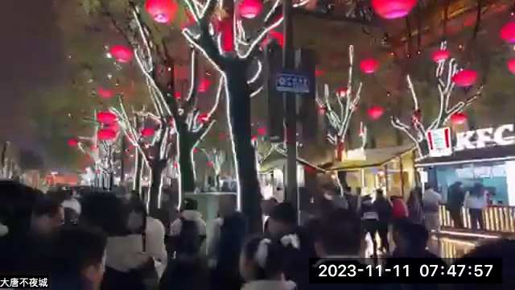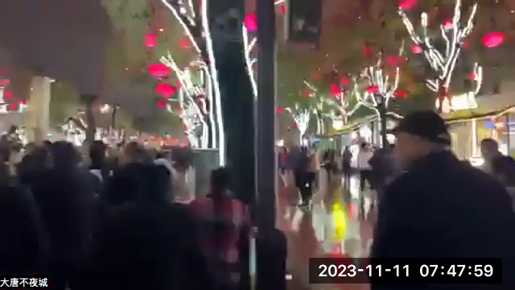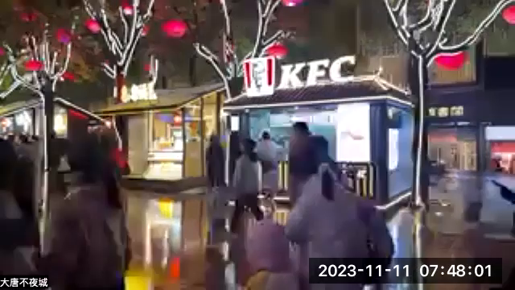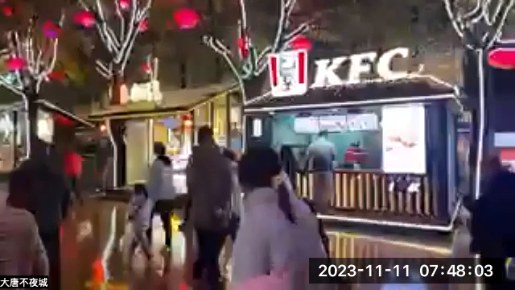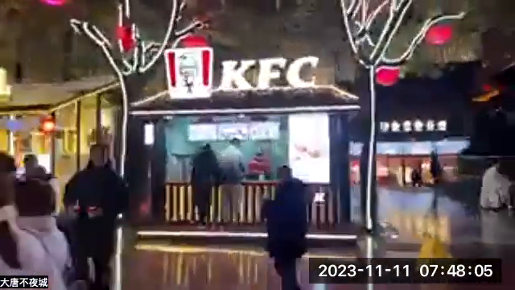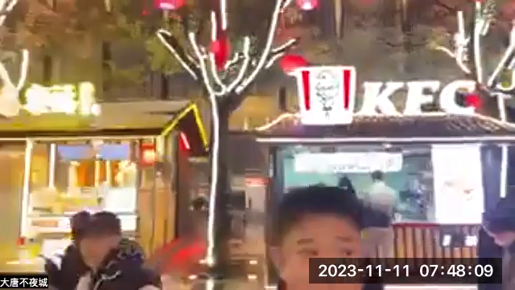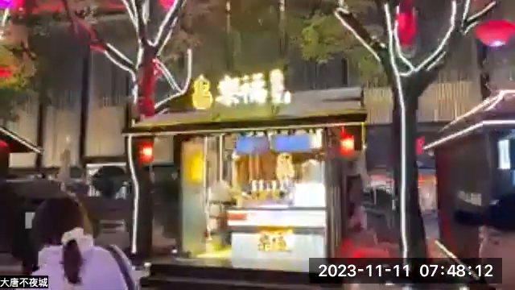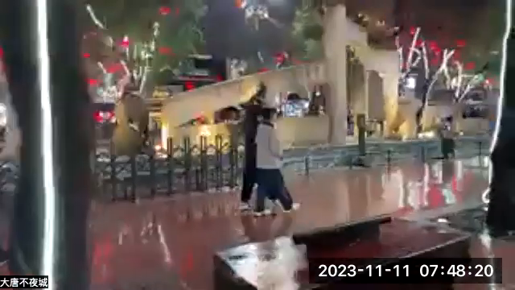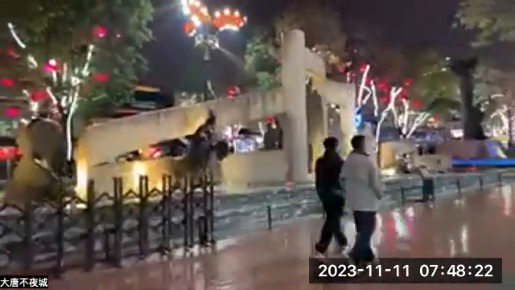Yes. If we go along from here, you can see there are some other food stalls. You can buy, this is KFC, and also some milk tea shops. Actually, along this street, there are a lot of snack shops and also souvenir shops as well. And here, let's come to the sculptures.